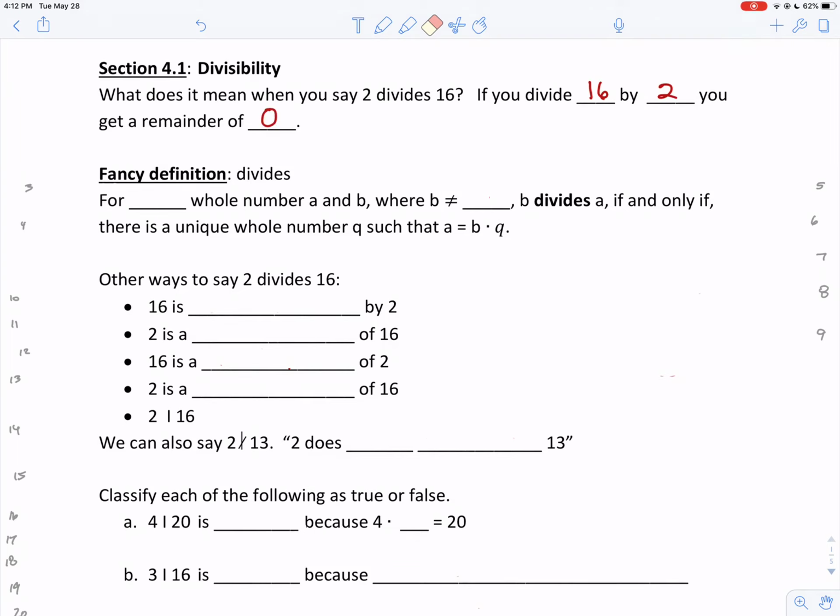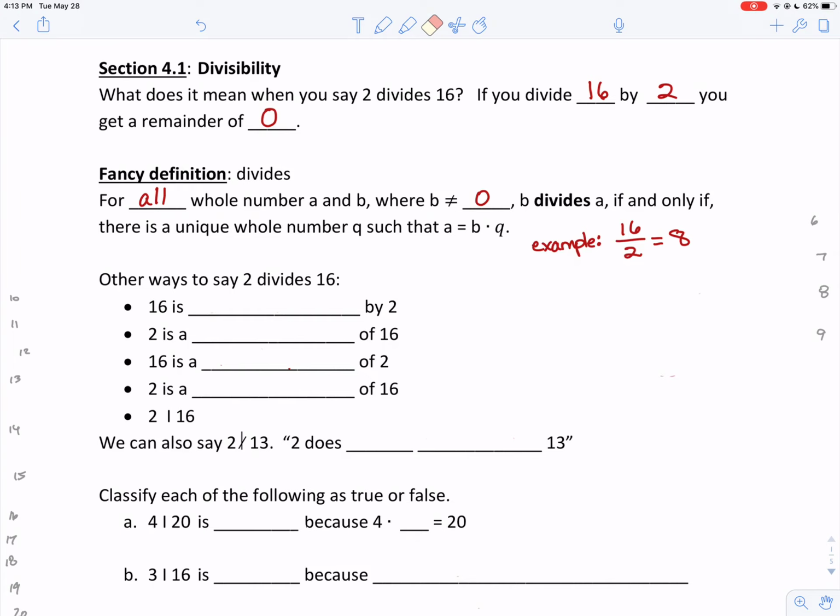Here's the fancy definition. For all whole numbers a and b, where b is not equal to 0, b divides a if and only if there's a unique whole number q such that a equals b times q. What in the world does that mean? Well, let's look at the first one we talked about. 2 divides 16. So 2 goes into 16 8 times with no remainder. So we know that 2 divides 16.